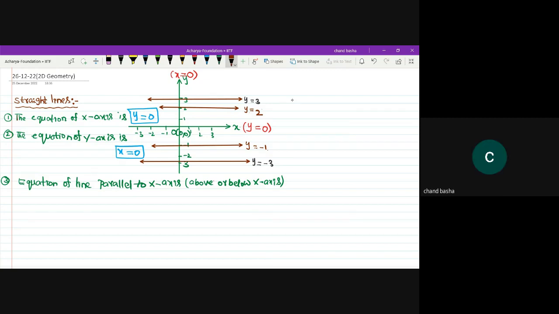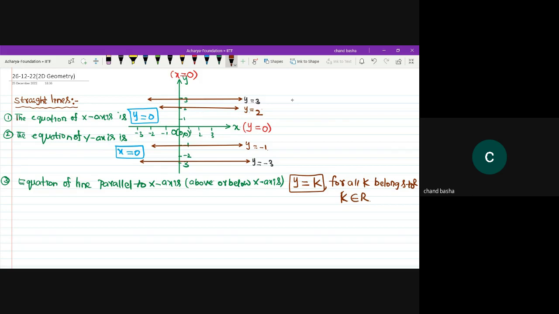That means what I can write, the equation of the line parallel to the x-axis is y is equal to k, for all k belongs to the real number system, that is capital R. What is k? Simply, k is any constant. You can take 2, 3, -1, -3 like that. So we can write it as k belongs to R. R means the real number system. So any line which is parallel to the x-axis, we can write.